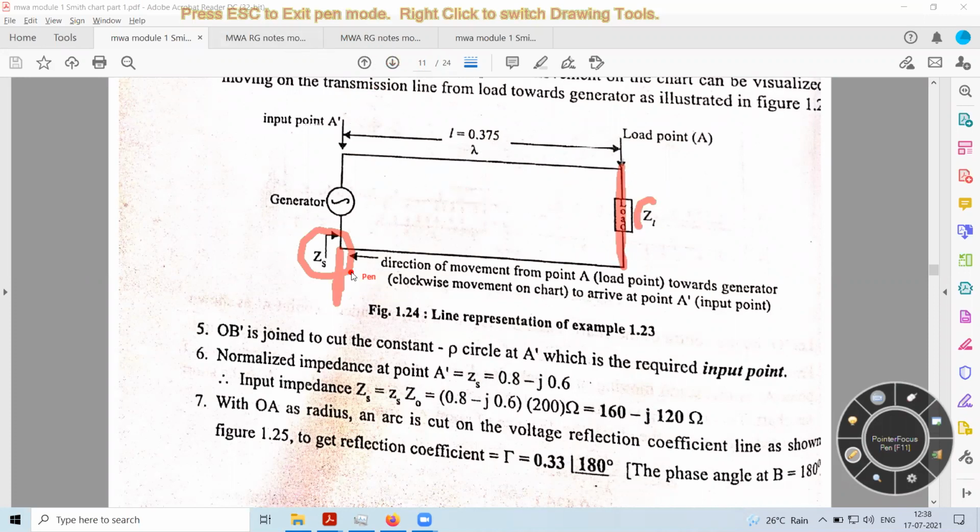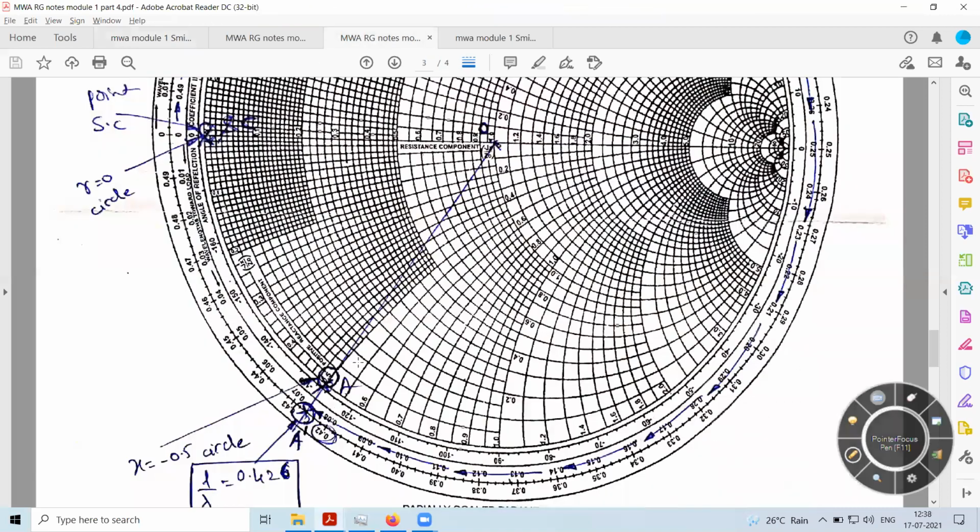So in order to identify this, we need to move towards the load by a length which is equal to some of the parameters. This is just an example of what they have taken. On the Smith chart, we need to move a distance of L by lambda. That is what we have to look out for.